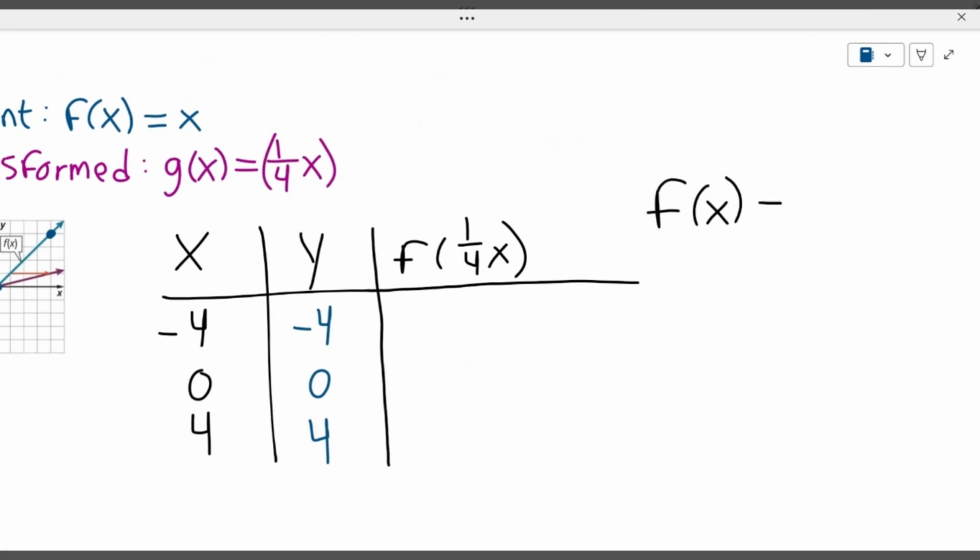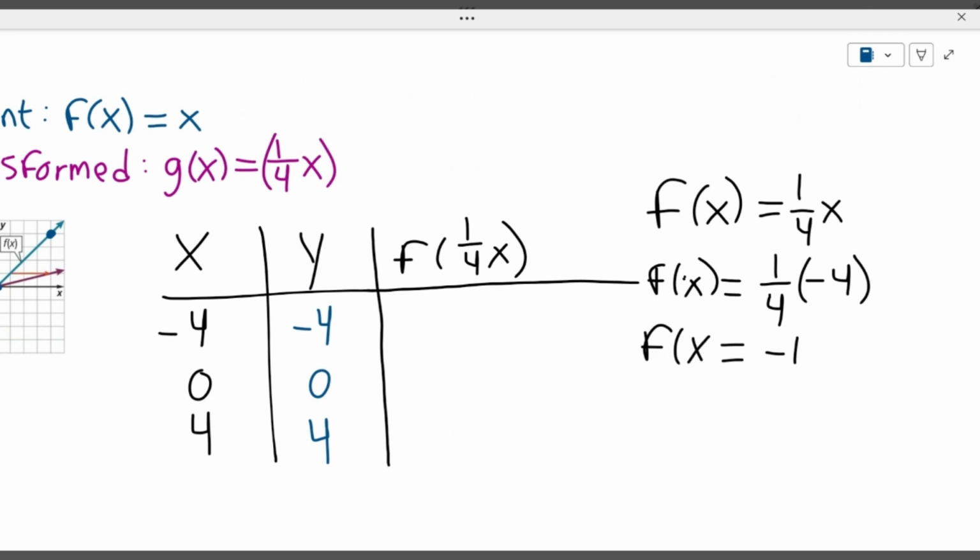equals 1/4 times x. Well, we know that we originally chose -4 for our x. So 1/4 times -4 is going to give us -1. So we get -1.